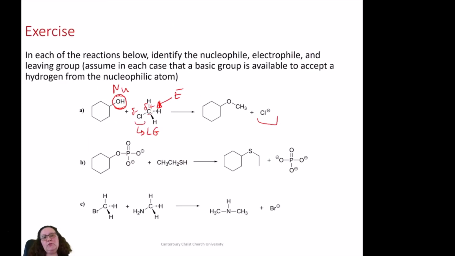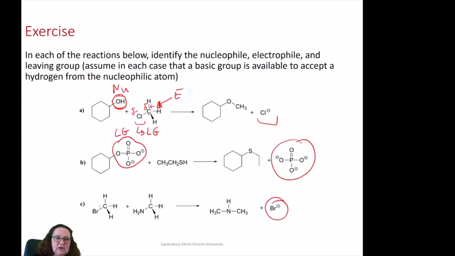So I hope you stopped the video and had a go at the exercise. The easiest one to identify in reactions B and C, in both cases, is the leaving group, because it's the one that is leaving the molecule. And that will give me an immediate clue of which one is going to be the electrophile, because it's going to be the carbon attached to the leaving group. So in this case, the leaving group is this one, the phosphate group.